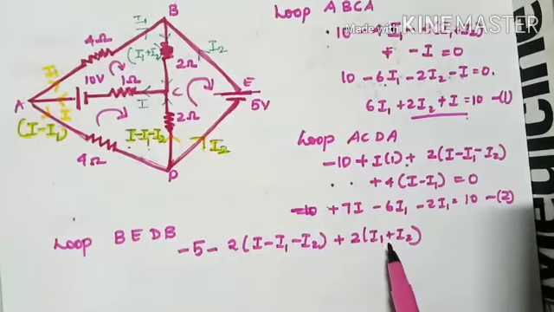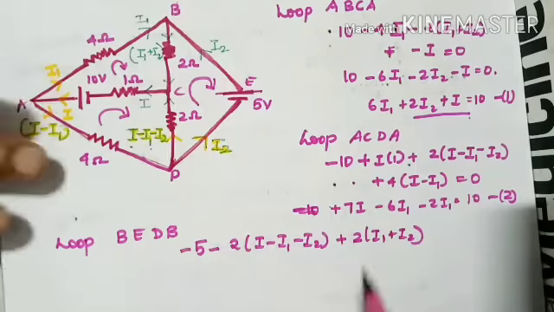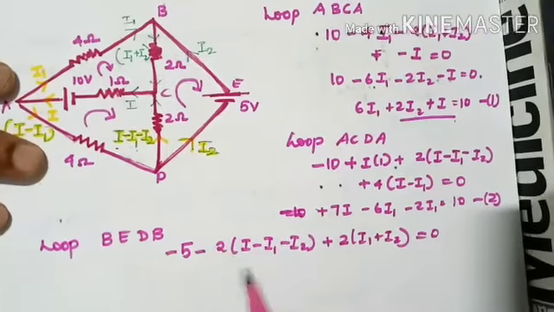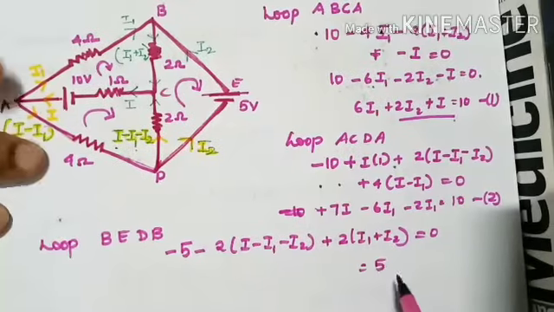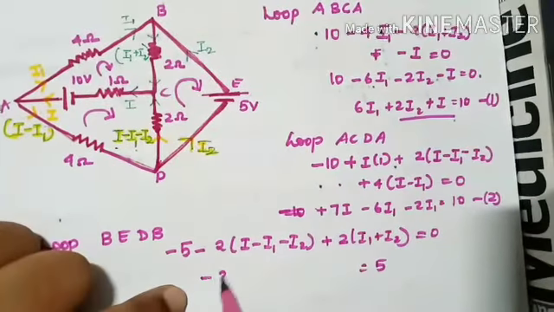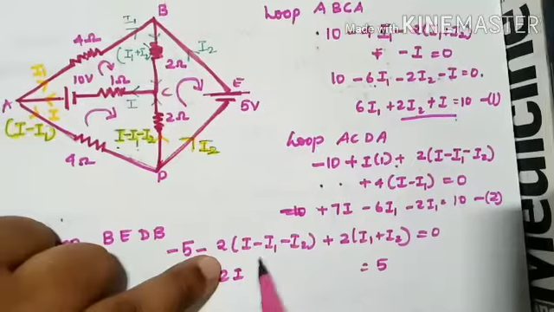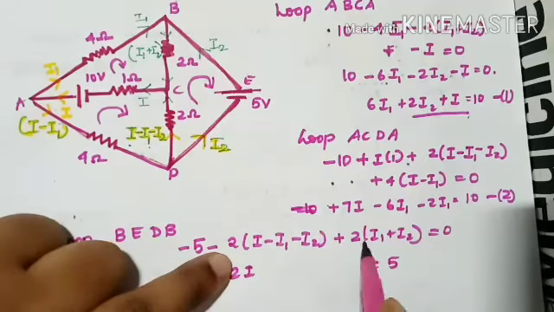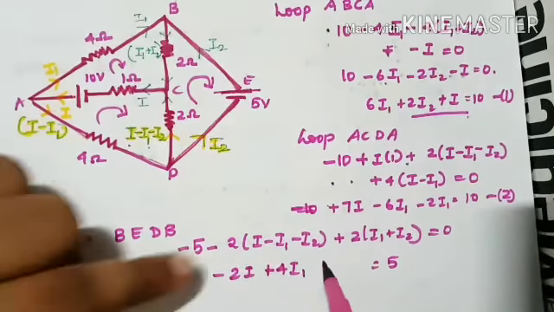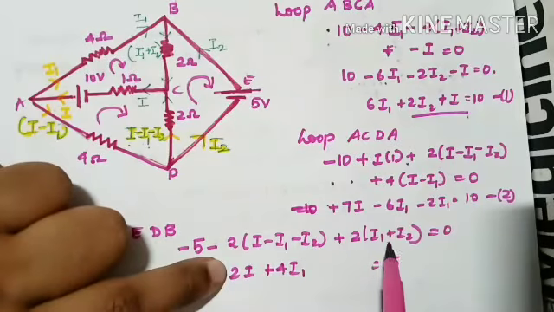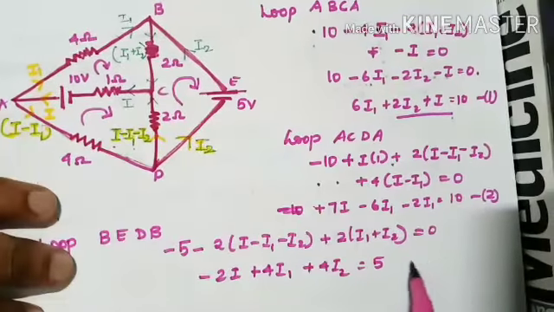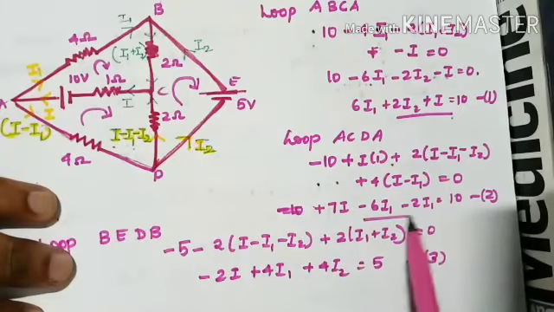Finish. Only 3 elements are there, so I'm going to equate to 0. Now I'm going to bring common terms. 5 I'm going to bring here, so it is equal to 5. 2I, there is only one I, so it is minus 2I. Then I1, there are 2 terms, so it is minus, minus, plus, plus, 4I1. Then this is plus 2, that is 4I2, equal to 5. You got the third equation.